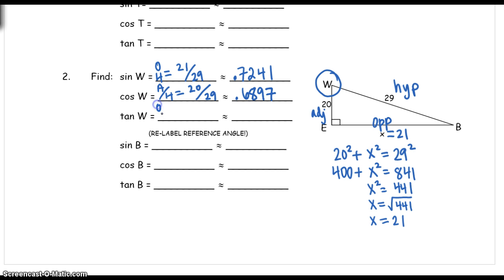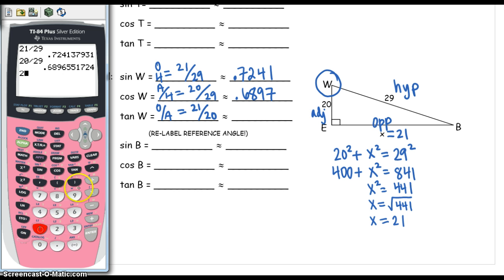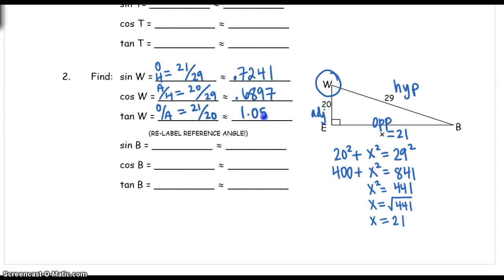And tangent would be opposite over adjacent. So looking at our triangle here, our opposite is 21 and our adjacent is 20. So 21 divided by 20. And when we go to the calculator here, 21 divided by 20 ends up being 1.05. So 1.05 goes here.